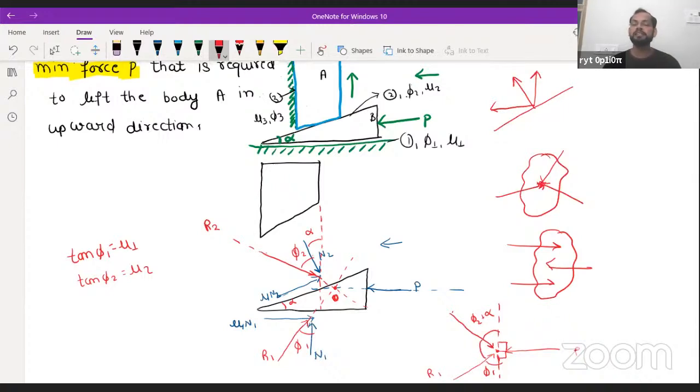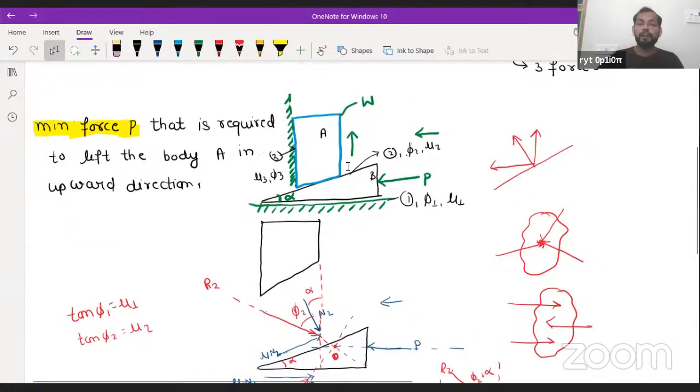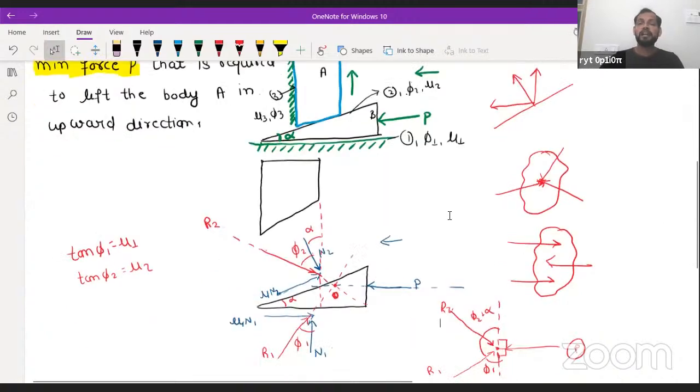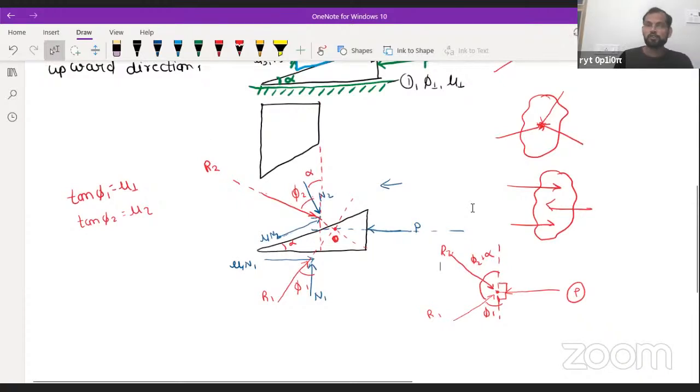So here you can see one force is given. If one force P is given, then you can calculate R1 or R2. If P is not given and is asked in the question, then in that condition the weight of block A will be given. So right now we will draw the free body diagram of this block. As you know, the weight will act here. So this is the line of action of the weight.